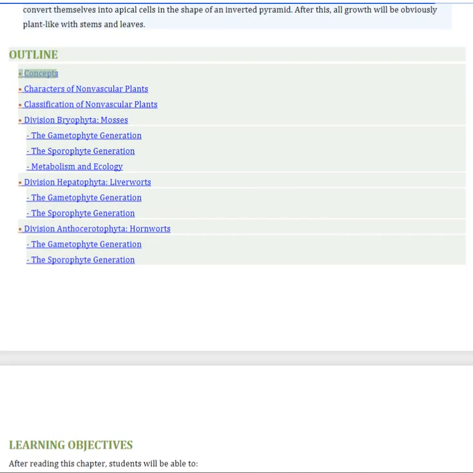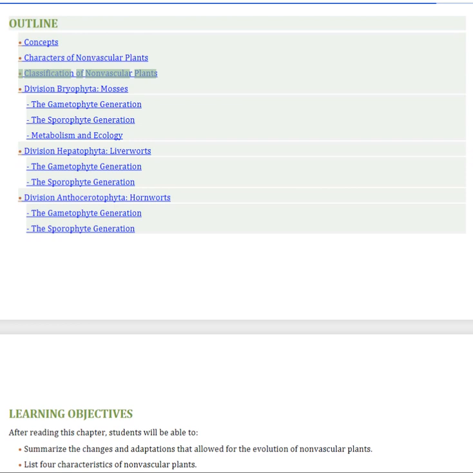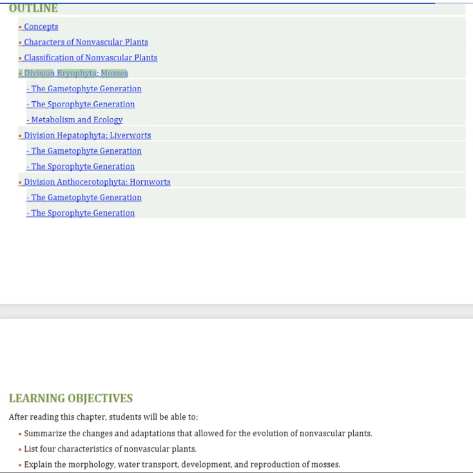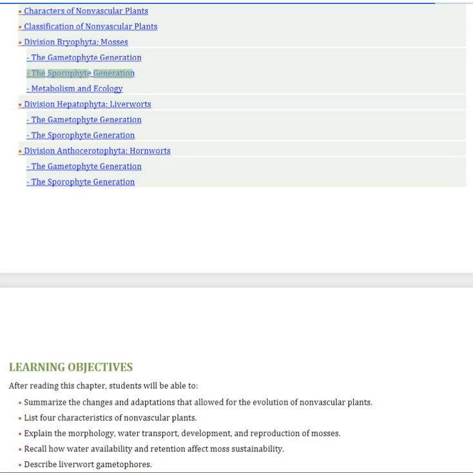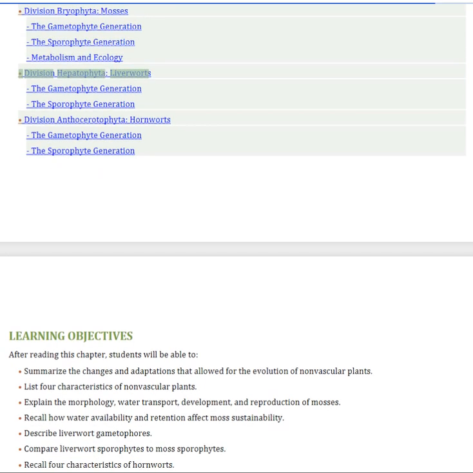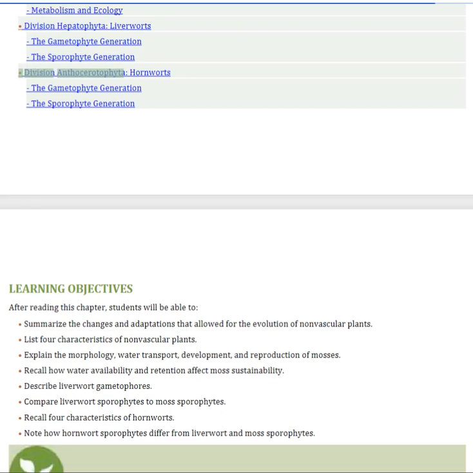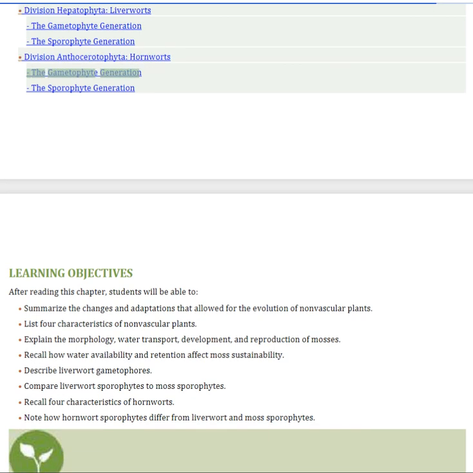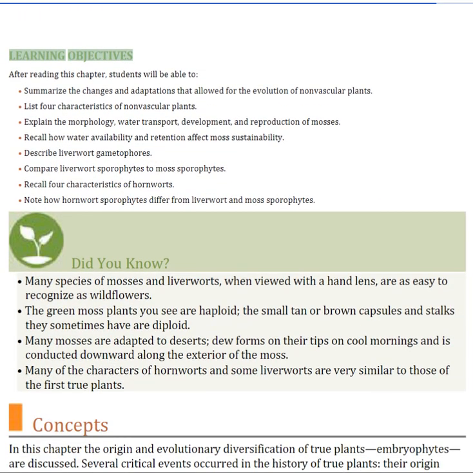Outline. Concepts. Characters of non-vascular plants. Classification of non-vascular plants. Division: Bryophyta, mosses. The gametophyte generation. The sporophyte generation. Metabolism and ecology. Division: Hepatophyta, liverworts. The gametophyte generation. The sporophyte generation. Division: Anthoceratophyta, hornworts. The gametophyte generation. The sporophyte generation.